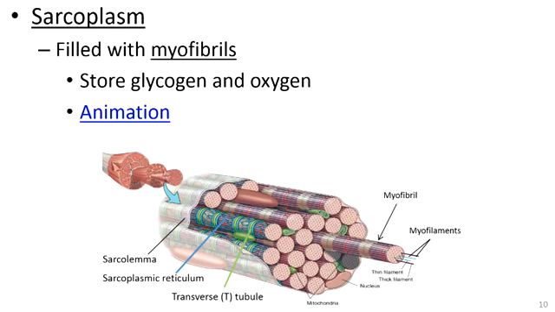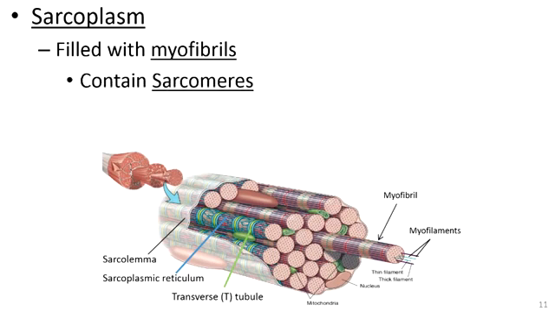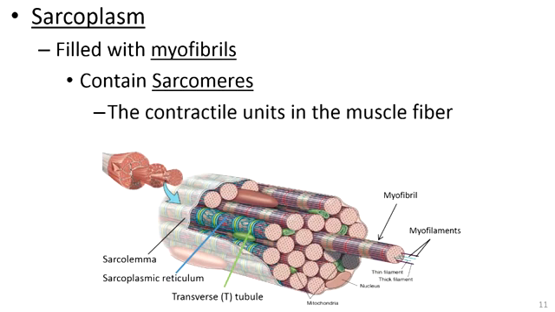Okay, so as that animation just said, the sarcoplasm is filled with myofibrils, which contain sarcomeres. And that's what these lines are that you're seeing right here. So we've got Z-disc to Z-disc there. It's actually between the red lines, from that red line to that red line. We're going to look at a close-up view of that in just a second. But those things are the contractile units of the muscle fiber, meaning those are the things that actually contract.